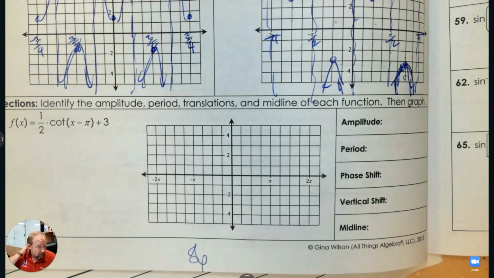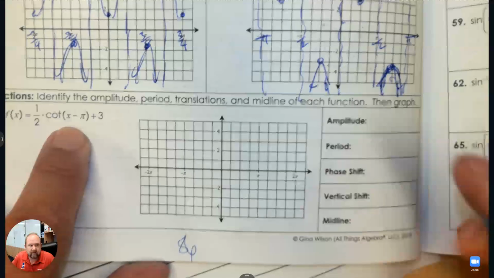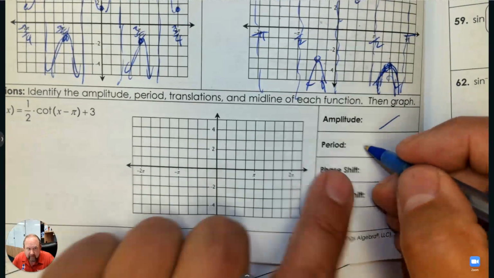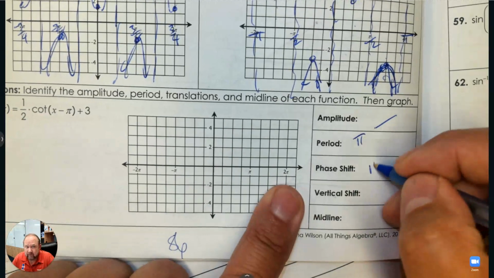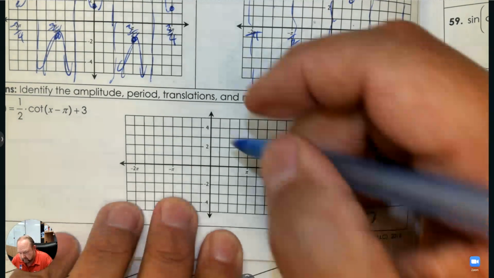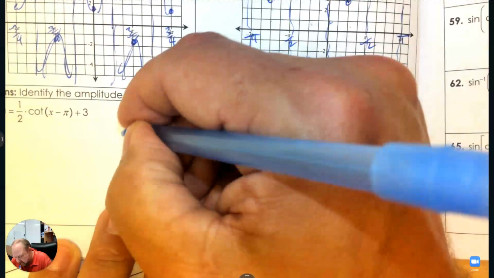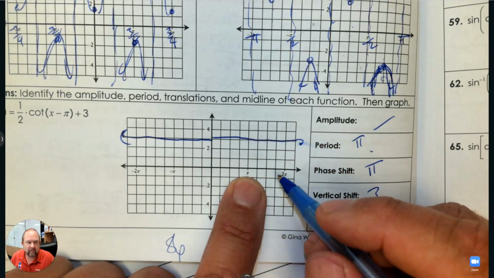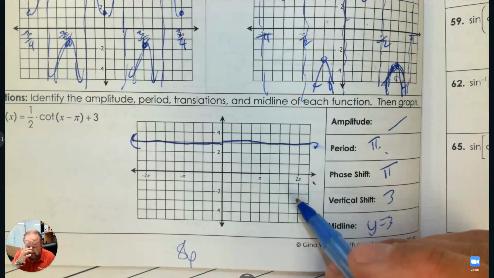All right, here are some ones with phase shift. Again, you should be doing it first, right? So we have cotangent with phase shift. The period would be pi divided by 1, which is pi. Phase shift is positive pi divided by 1. Vertical shift is 3, which is our midline. So we're going to start there with 3, and then we'll change the scale. The period is pi, so it's there. So the scale is fine.